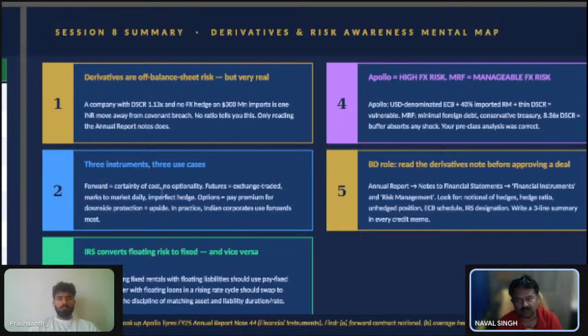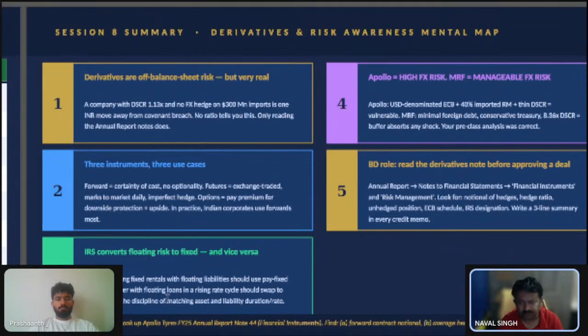Forward is certainty of cost, no optionality. Futures are mark to market daily. Then you have options. With options you pay a premium and they give you the right, but not the liability, to do something. The best part is IRS. You do not have to pay back or take another loan for fixed. You just convert the floating risk to fixed by purchasing IRS options or IRS securities.